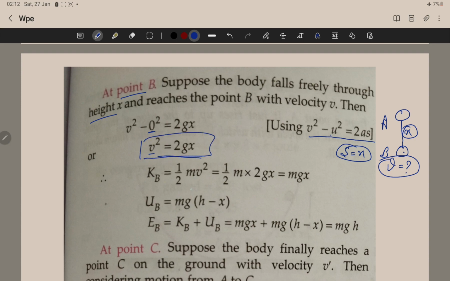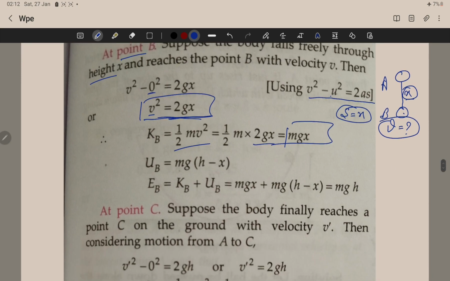What is the velocity? From here we can find the value of kinetic energy at point B. So this becomes half mv squared. In place of v squared we can write 2gx, because it covers x distance. So the half and the 2 cancel out, and this becomes mgx. So the kinetic energy at point B will become mgx, and we know potential energy is mgh.